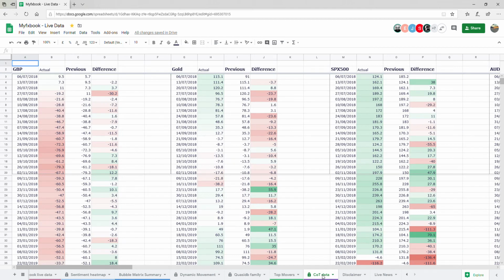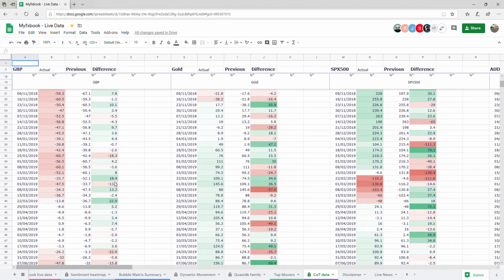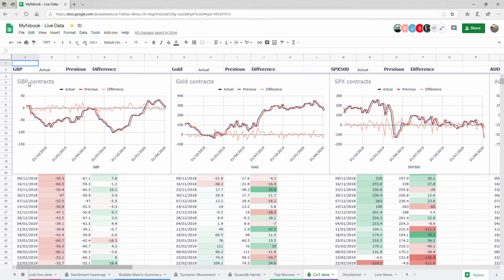Cut data. I'll be wrapping up the video soon. Just your retail, your commitment of traders. So we can see how there's a decline of positions over time for the pound. There's a decline of positions over time on gold.